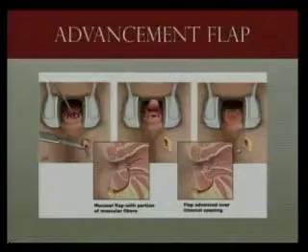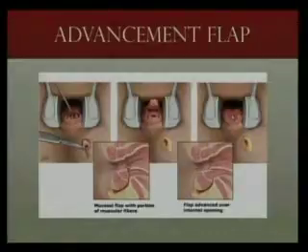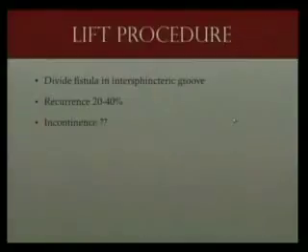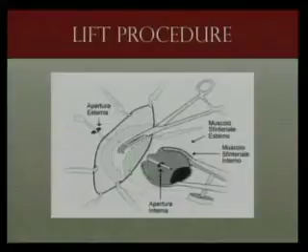And advancement flaps, you go and you raise a flap and bring it over like a window shade. You have a hole and you close it over. And I use these primarily on anterior fistulas. It works pretty well, but has about a 20% failure rate, and not much incontinence, you haven't cut the muscle. Could not find a good picture of the LIFT procedure. This is the external sphincter, internal sphincter, and you go down between the two and ligate the fistula. And I do that on lateral fistulas most commonly.